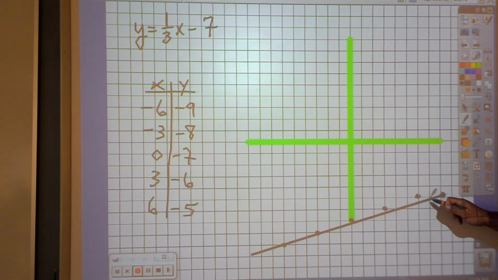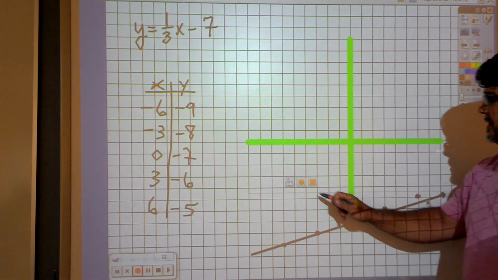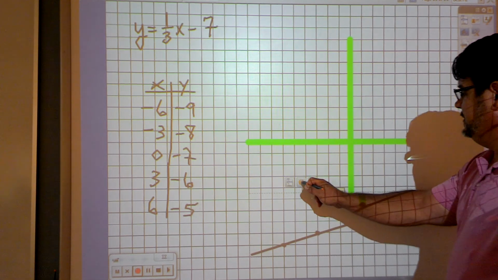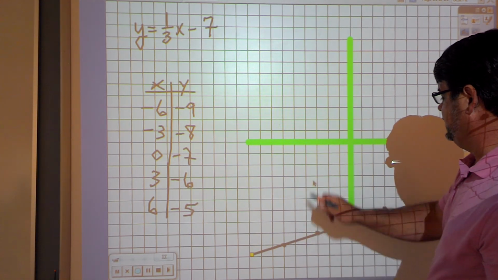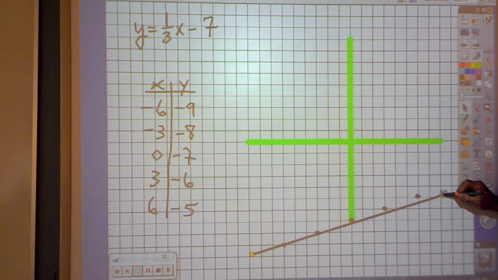Hold on, I'm gonna try to fix this, but it's not letting me. I was gonna try to rotate it. No, it's not gonna let me rotate it. No sneezing. Sorry. There. That's close enough.